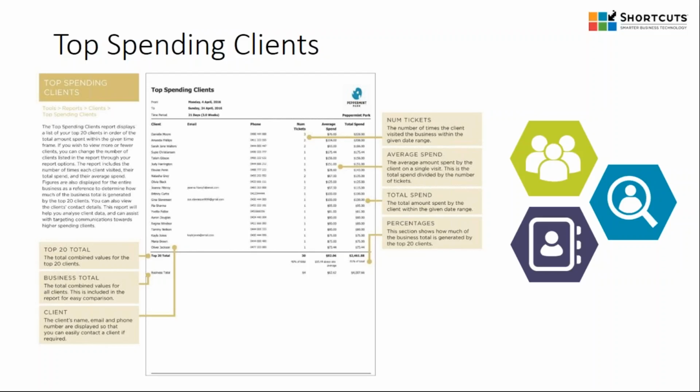The report includes the number of times each client visited, their total spend, and their average spend. Figures are also displayed for the entire business as a reference to determine how much of the business total is generated by the top spending clients. You can also view the client's contact details. The report will help you analyze client data and can assist with targeting communications towards higher spending clients.